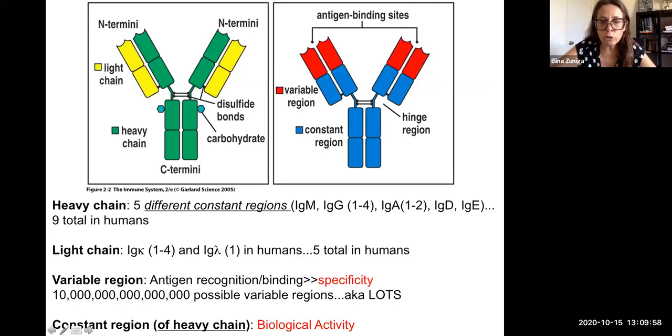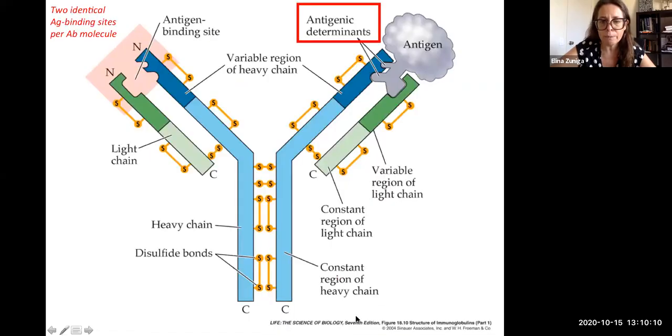The constant region of the heavy chain, so this part, is what gives the antibody the biological activity, and we will learn more about that.